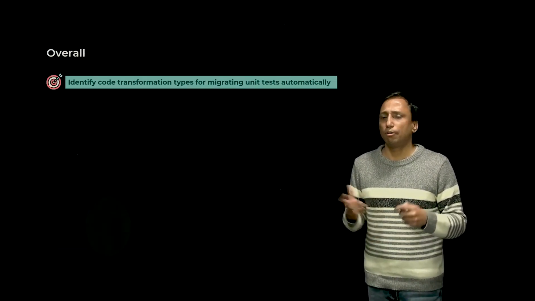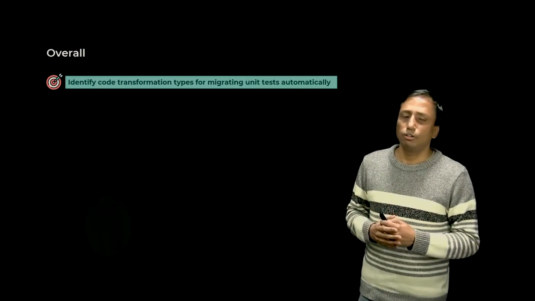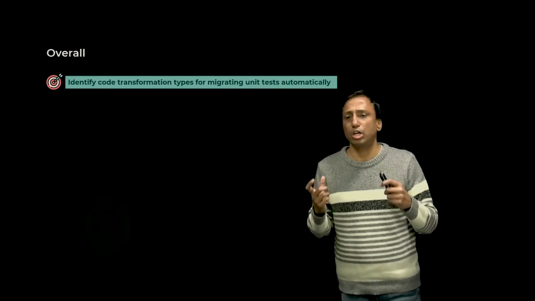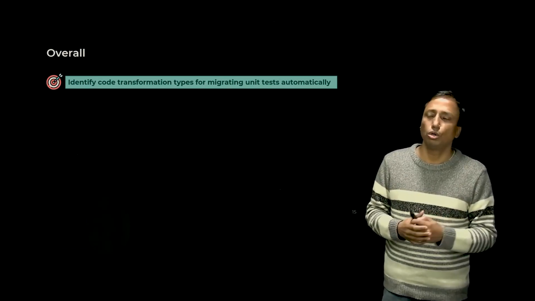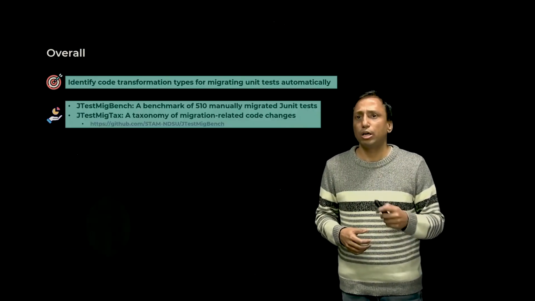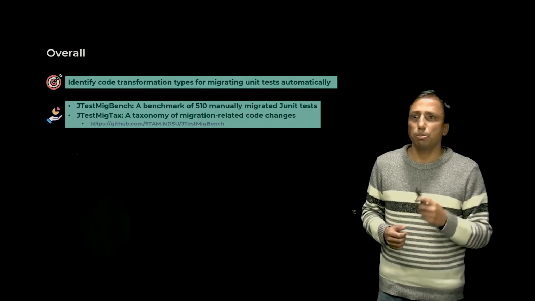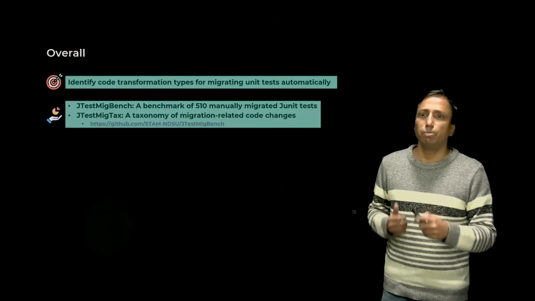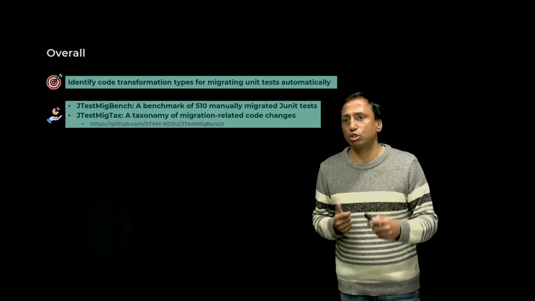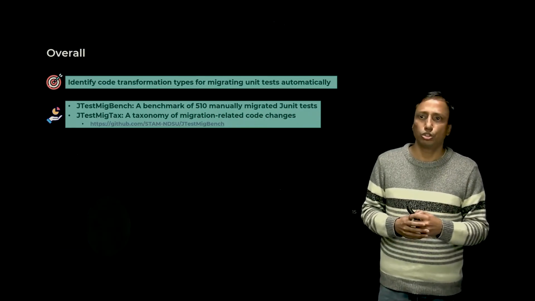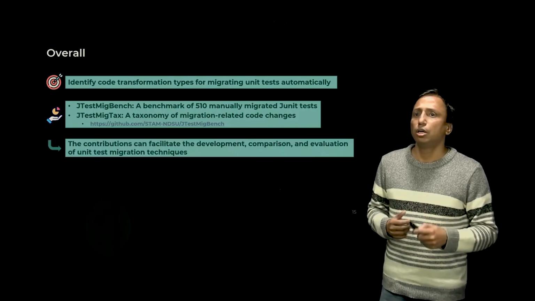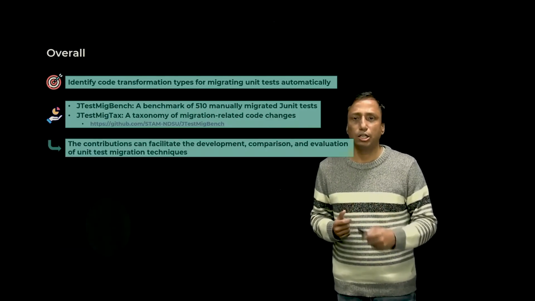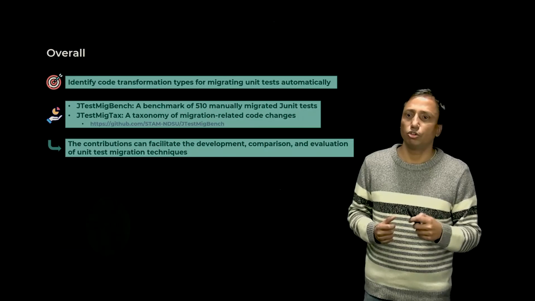In this work overall, our goal was to identify general code transformation types for successfully migrating JUnit tests from one application to another application. In this direction, we mainly contributed a benchmark of 510 manually migrated JUnit tests and the taxonomy of migration-related code changes, which are available on our artifact page. This contribution can facilitate the advancement and development of unit test migration techniques.